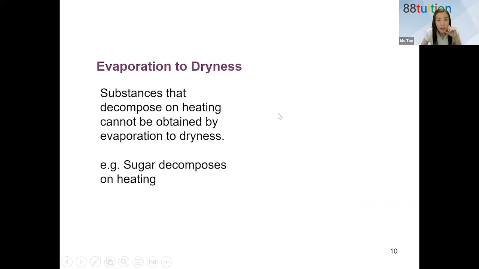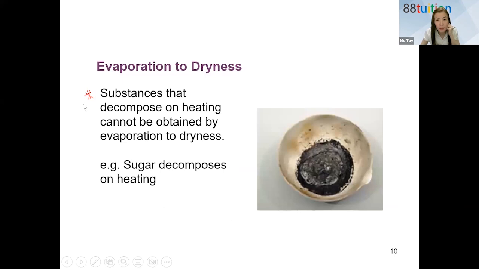Substances that decompose on heating, we covered this last lesson also. Substances that decompose on heating cannot be obtained by evaporation to dryness. This is what you must take note of. Not all substances can be obtained this way. Example, sugar decomposes on heating. If you were to heat it to dryness, upon drying, you get this black stuff left in your evaporating dish. This is actually carbon. So we don't remove sugar from sugar solution in this manner.